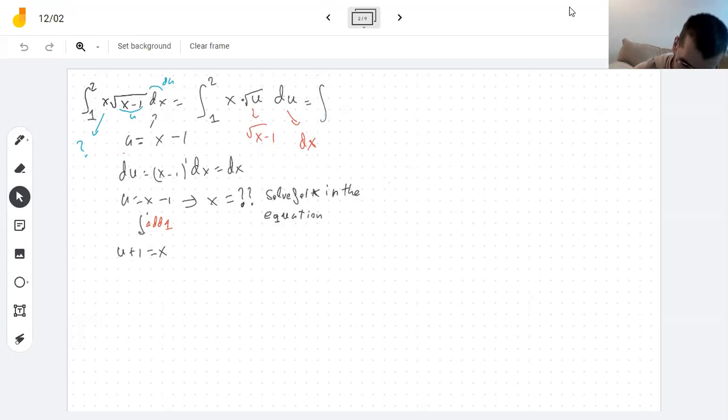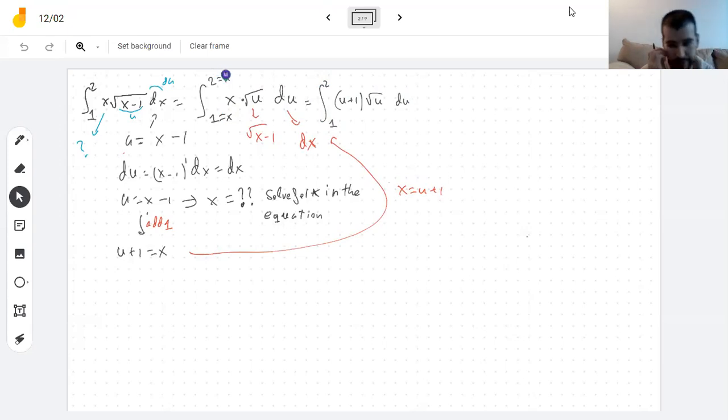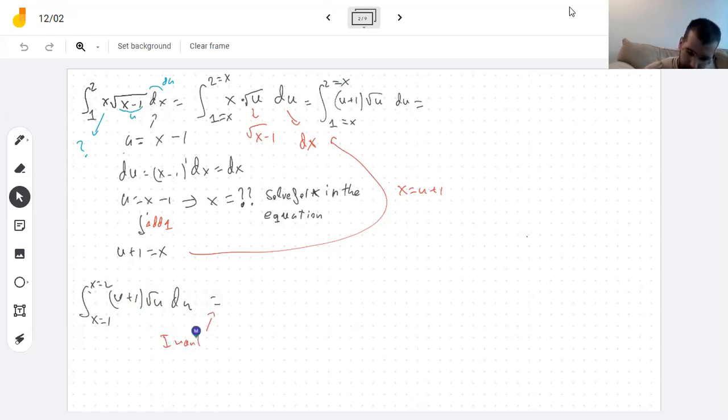So, what I just said, x should become u plus one. So, what to do with the limits now. I want to change the limits so that I don't have to substitute back.